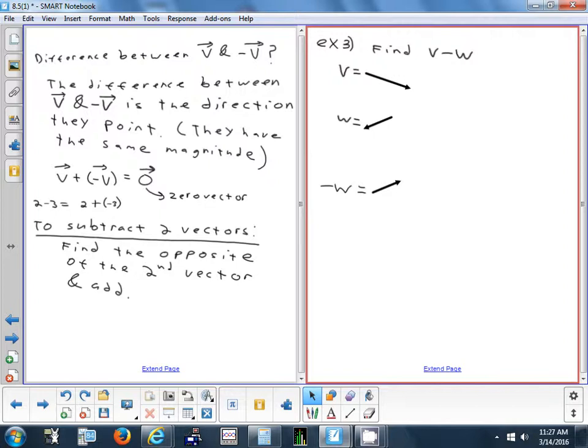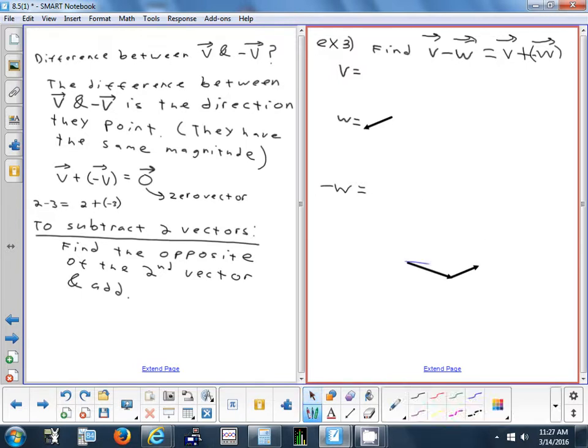All right, so now just think of this problem this way. Think of it as v plus negative w. So I've got v. I'm going to add negative w onto the end. Draw my vector. And that's it. That's my answer. That's v minus w. Okay, any question on doing subtraction visually?